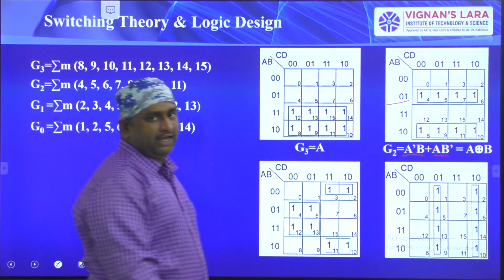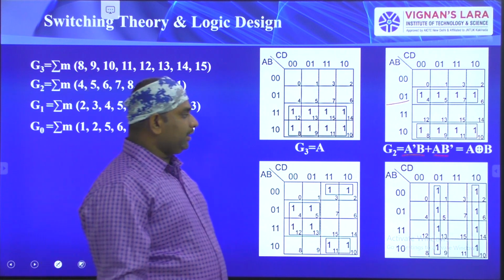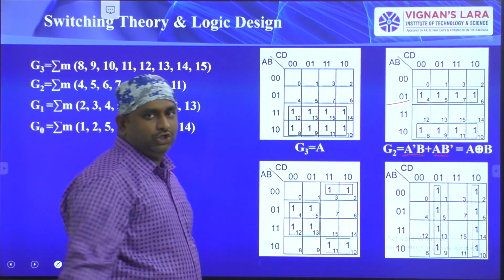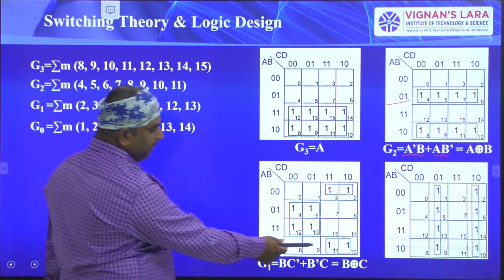This seems to be like A exclusive B, that is an exclusive OR gate operation. So for that reason G2 is equal to A exclusive B. In the same way, G1 is equal to B exclusive C.